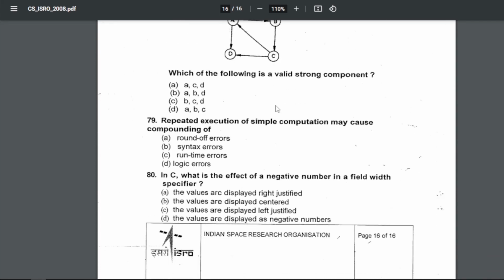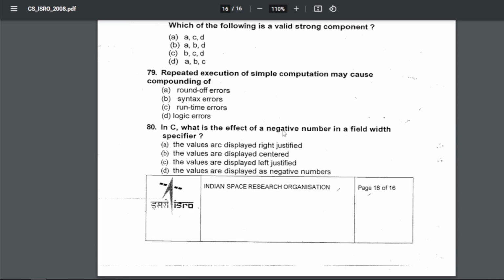79 is repeated execution of simple computation may cause compounding of what? That may cause compounding of round off error. So repeated execution of simple computation may cause compounding of round off errors.